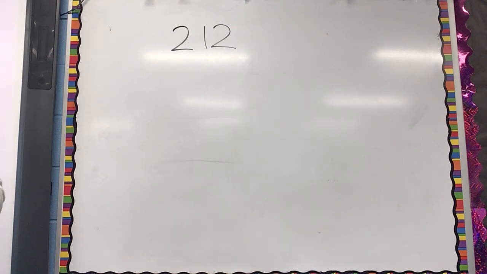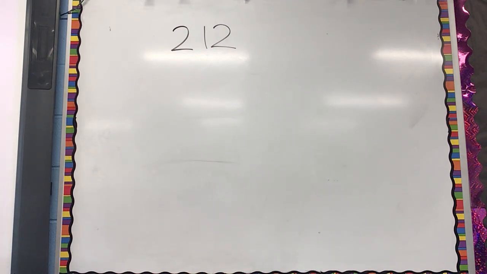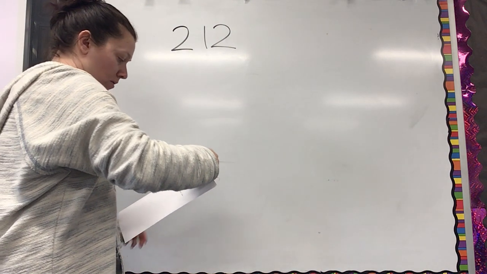Everybody's done this. Mouths are closed. Watching up here to be a listener. Everybody's got their 3-digit number? Yeah. All right, I want you to arrange those numbers in descending order. What does that mean, descending order? Max? Yeah, biggest to smallest in descending order.